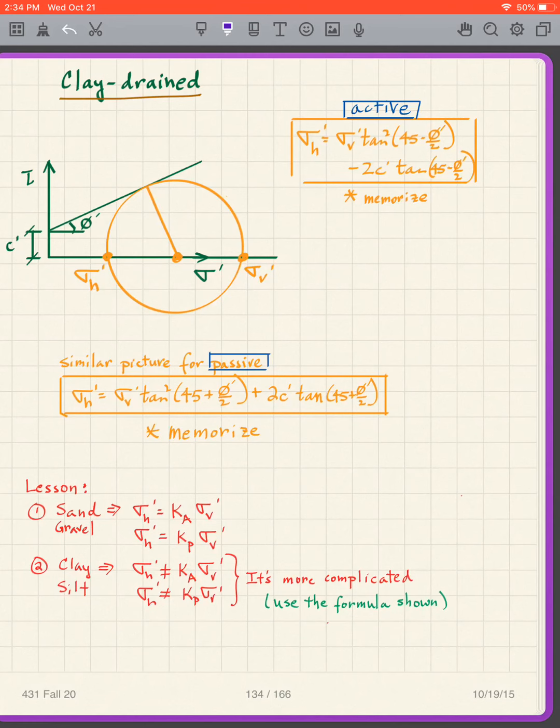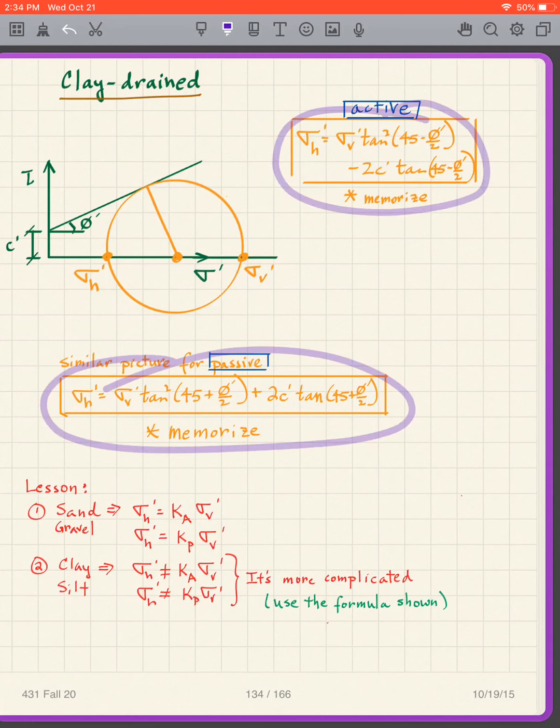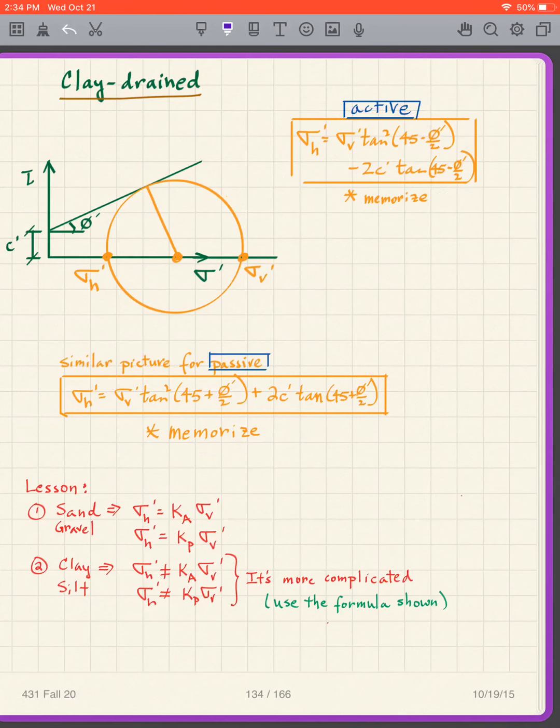Notice this expression and this expression are identical, except the minus signs in the active are plus signs in the passive. So if you memorize one, you're set. One of them has all plus, the other one has all minus. Other than that, they're the same. And I'd like you to memorize both of these. That's the Ka and Kp for sand, so you need to memorize those. Then just put on the 2c tangent 45 minus phi prime over 2, or tangent 45 plus phi prime over 2. So easy to memorize those.